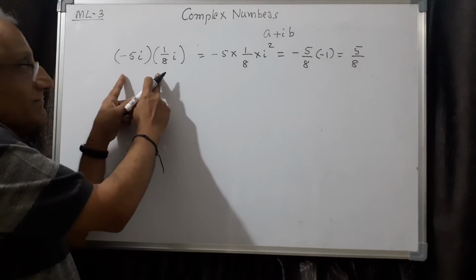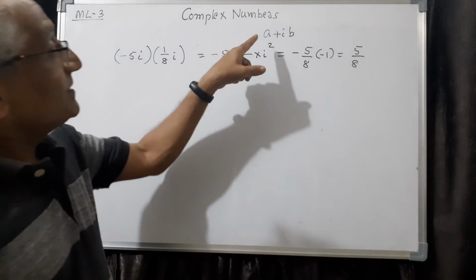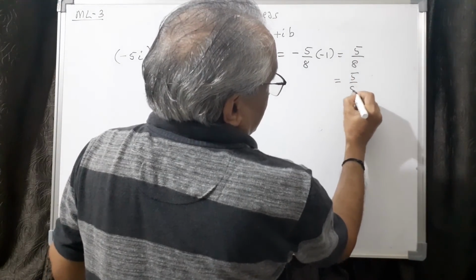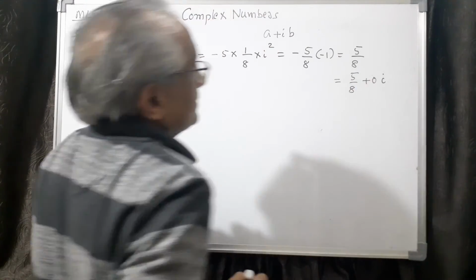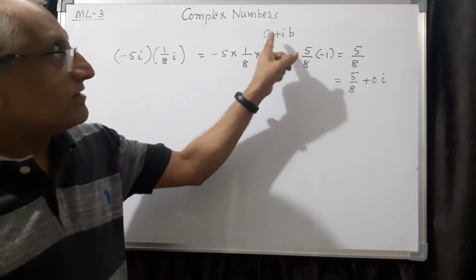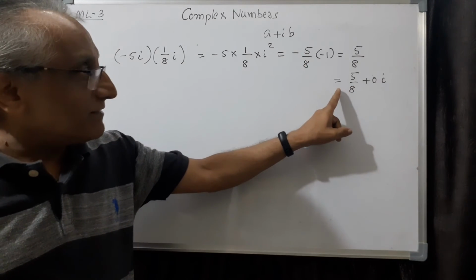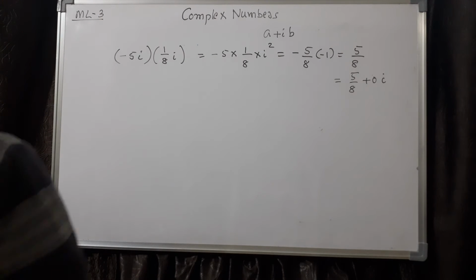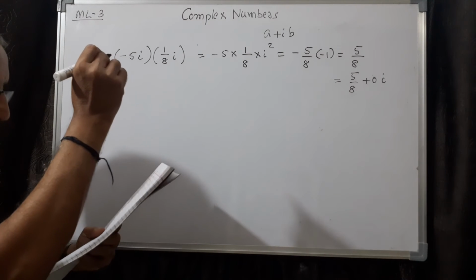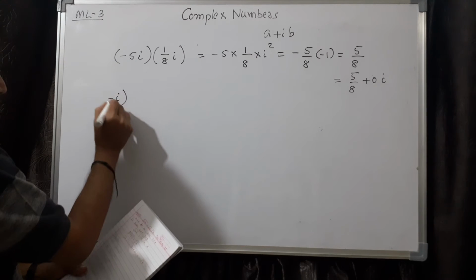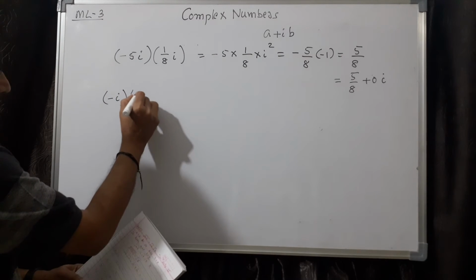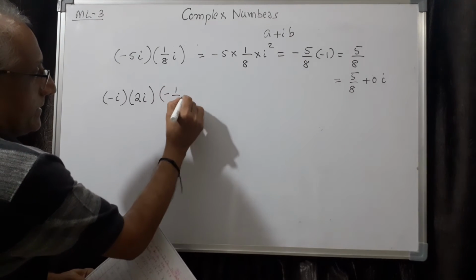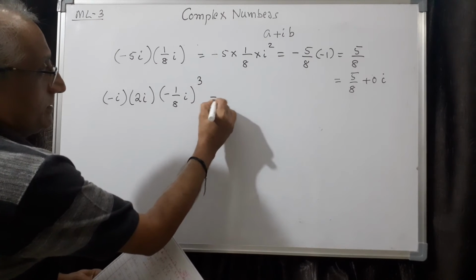Product of two complex numbers can be a real number, but the condition is a plus ib, therefore actually we should write this as 5 by 8 plus 0i, because the question is write it in the form of a plus ib. Real part is 5 by 8, imaginary part is 0. This is the first question. Similarly, second question: minus i into 2i into minus 1 by 8i, then cube. This we have to simplify.